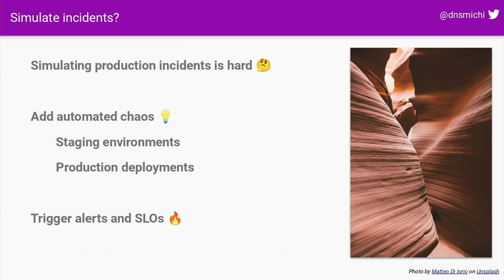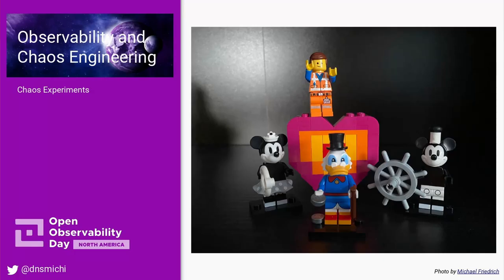But to get more serious, simulating a production incident is really hard. You might have a staging environment, you might not. And maybe we can add automated chaos and break things in a professional way in order to trigger the alerts, to verify the service level objectives, iterate on that and make corrective actions based on what we're seeing. Which brings me to the idea of combining observability with chaos engineering and doing so-called chaos experiments.